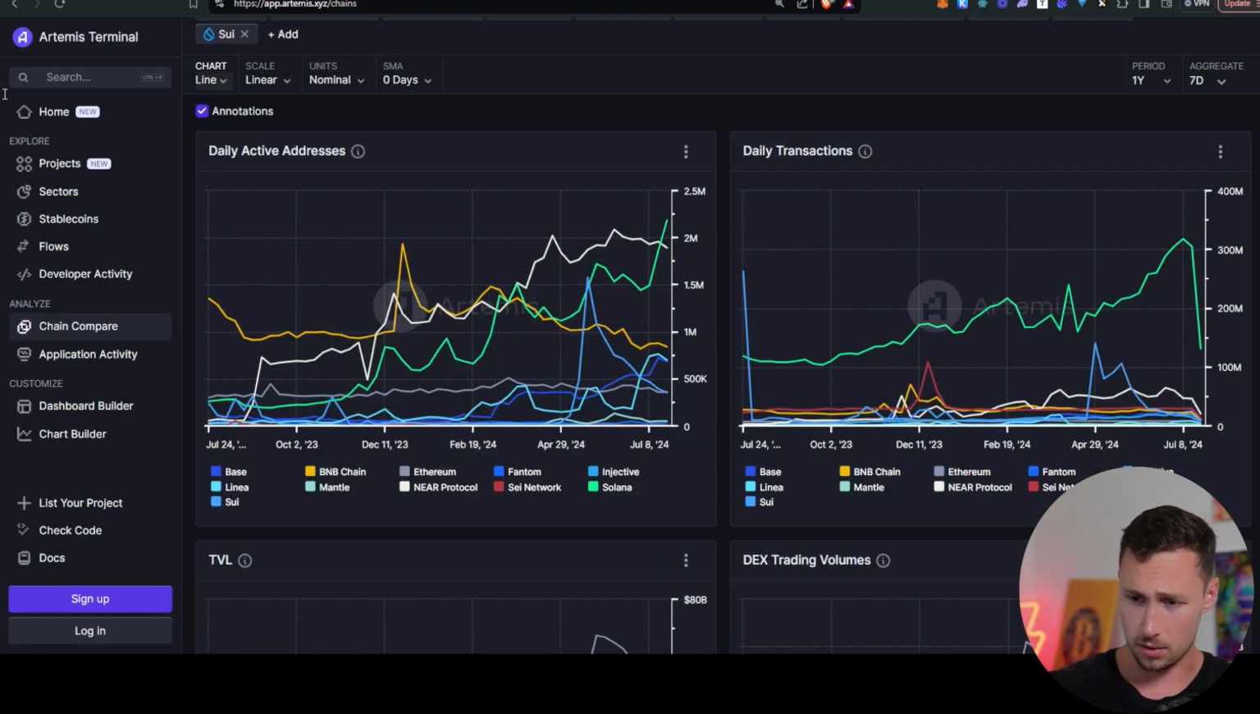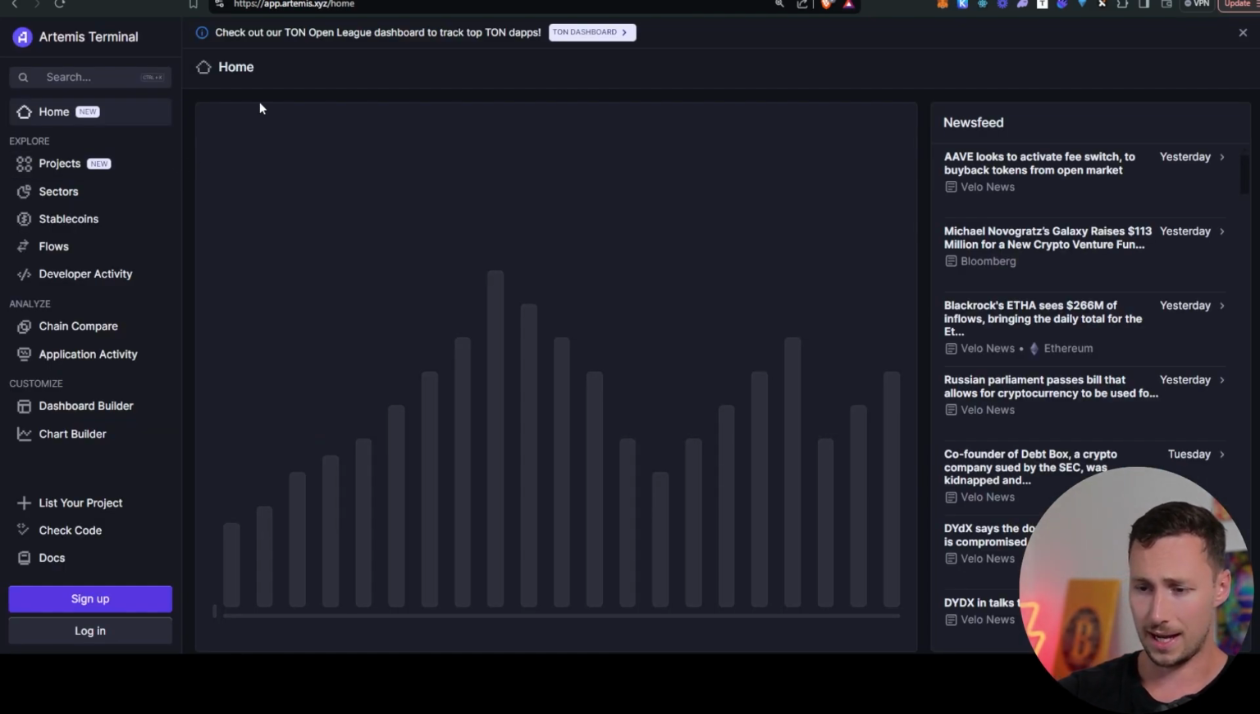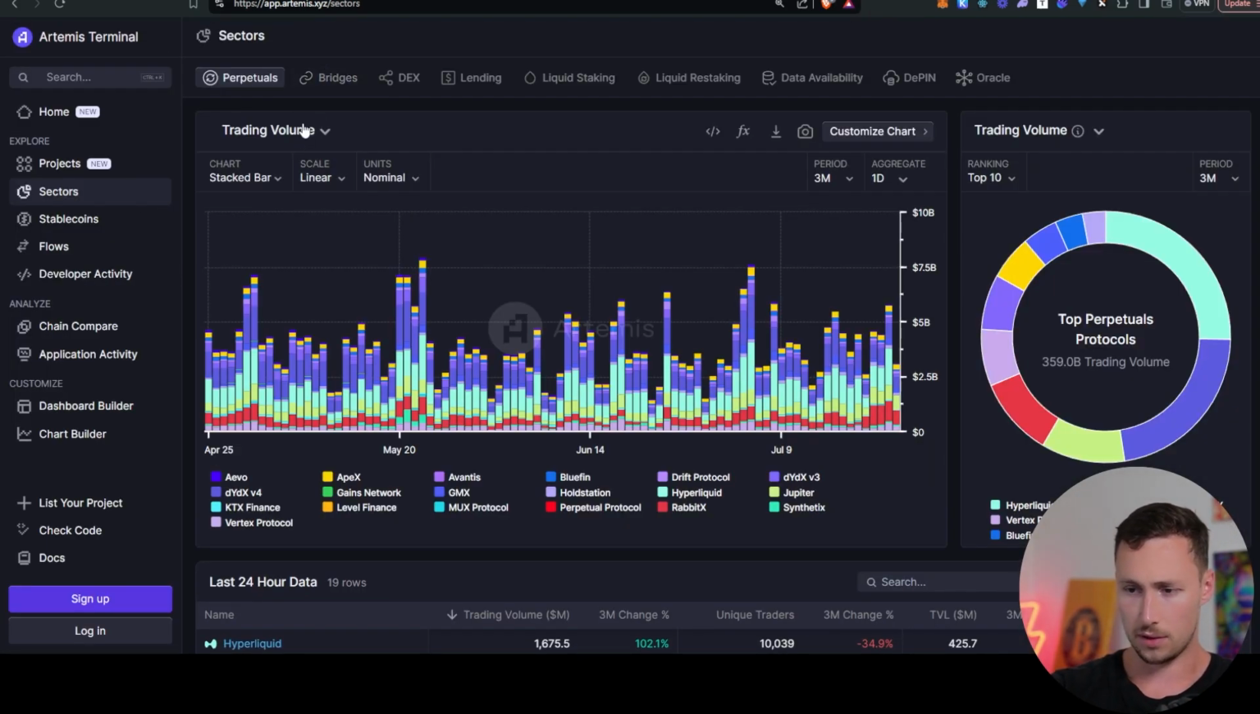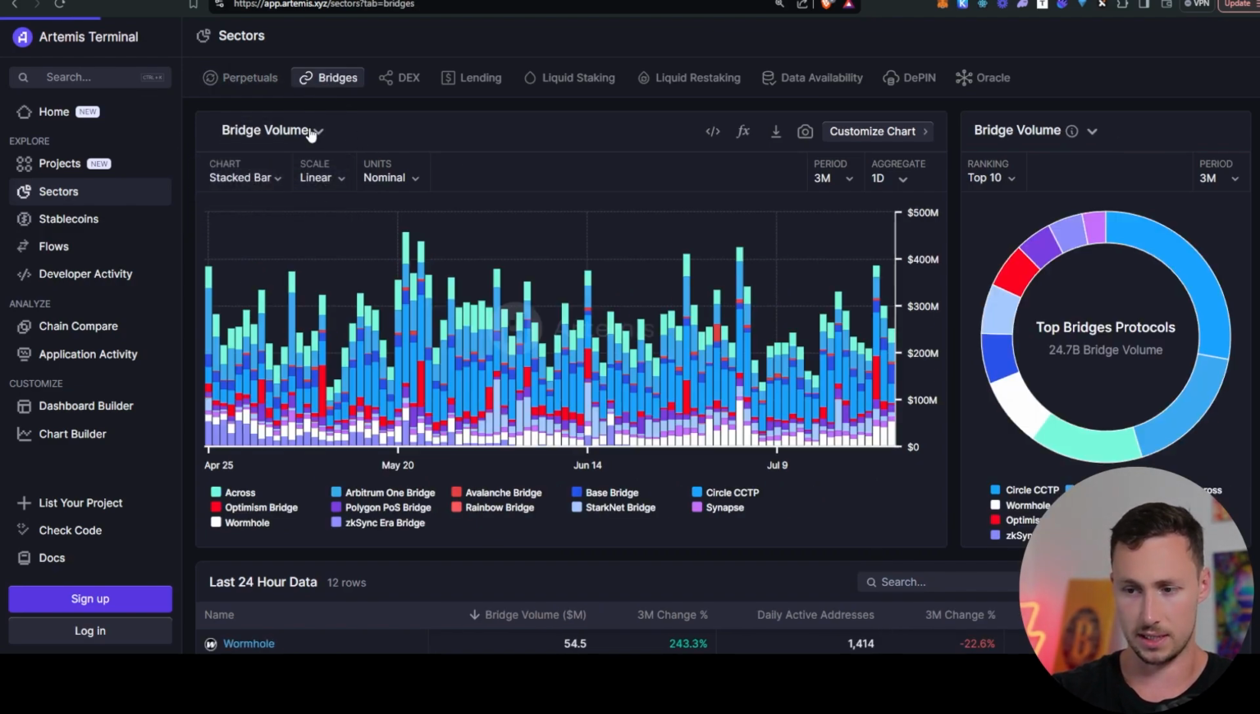Then we've got Artemis. So Artemis is really cool because it has a lot more sector-specific metrics. So for example, you can go here and you can see trading volume on perp dexes. You can see bridge volume for bridges. So if you have something that maybe has a specific metric that is really important for that sector, you can use Artemis to look at that.